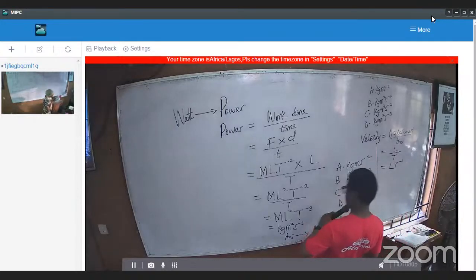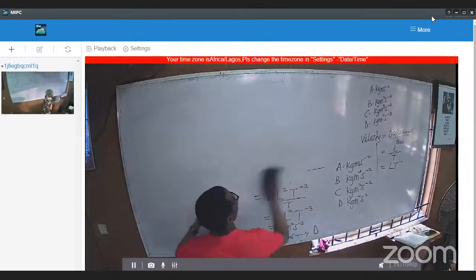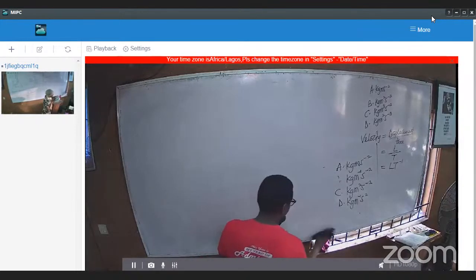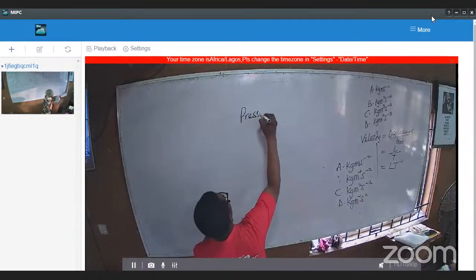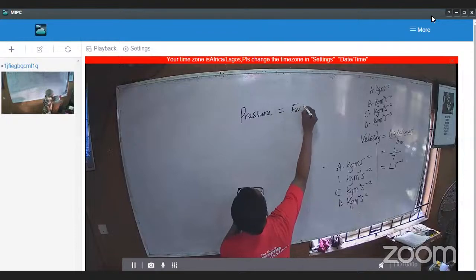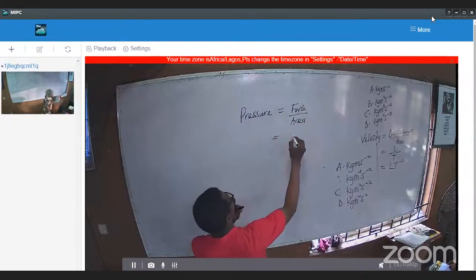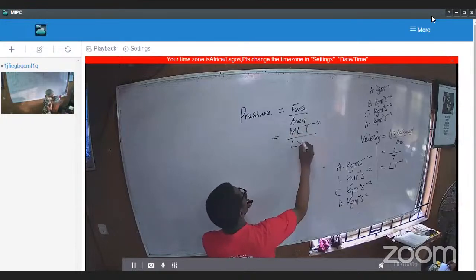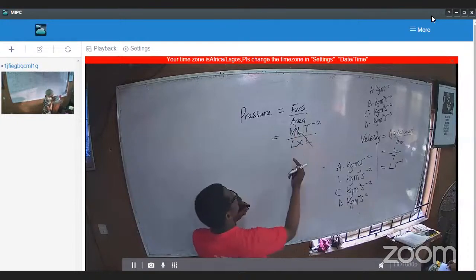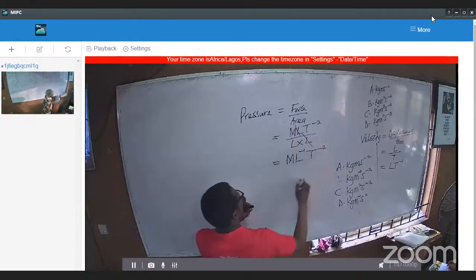Pressure. Pressure is force over area. Force is what? Area. Anchor. L cancel. When this L goes, what will it be? -1. And then what? Who can remind me?